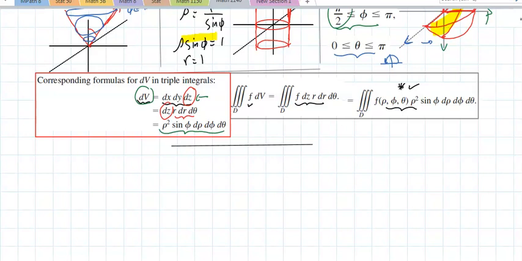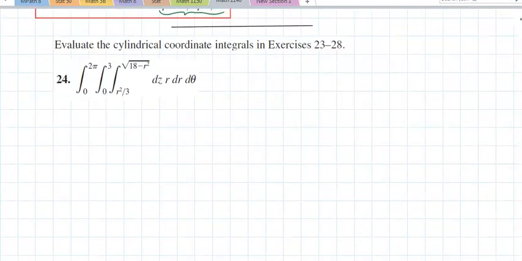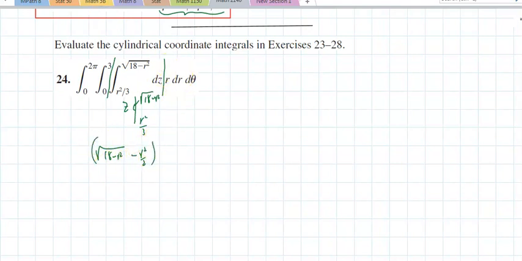Now we want to apply some of these problems. Look at number 24. It says evaluate in cylindrical coordinates. This doesn't vary much from what we did. If I run this in terms of z first, that's going to be z evaluated from r squared over 3 to the square root of 18 minus r squared. That's going to be the square root of 18 minus r squared over 2. And we're going to do this with r dr d theta, integrating theta from 0 to 2 pi and r from 0 to 3.